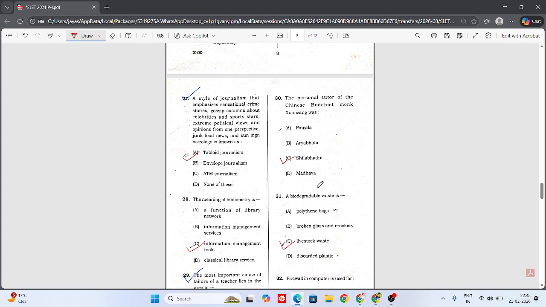The next question: a style of journalism that emphasizes sensational crime stories, gossip columns about celebrities, and so on. That is known as tabloid journalism. You should read this properly, so that if they ask you a further question, you can check it.